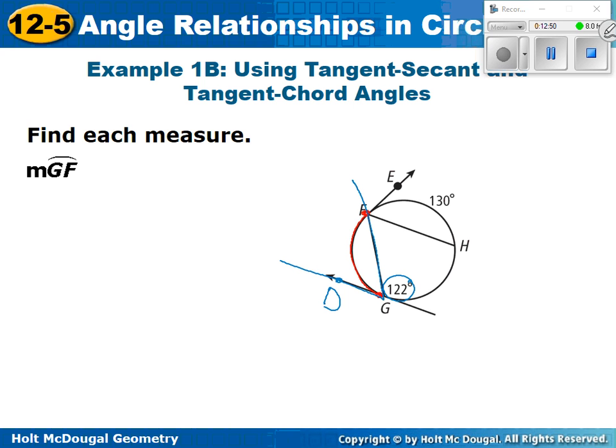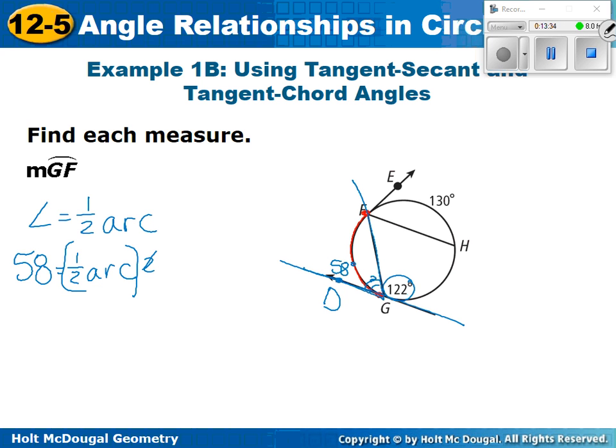If this angle is 122 degrees and this is a straight line, what's the measure of this angle? 58 degrees, because they have to be supplementary. What kind of angles did we learn these two angles are called that form a straight line? Linear pair. So this is 58 degrees. If this angle is 58 degrees, we learned that if the vertex is on the circle, the angle is half the arc. So if the angle is equal to half of the arc, and the angle is 58 degrees, what do we need to do to find the arc? Multiply by 2. So we would multiply both sides by 2. The 2 and the 1/2 cancel. 2 times 58 is where they got 116 degrees.